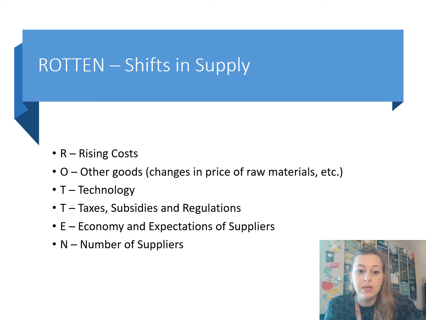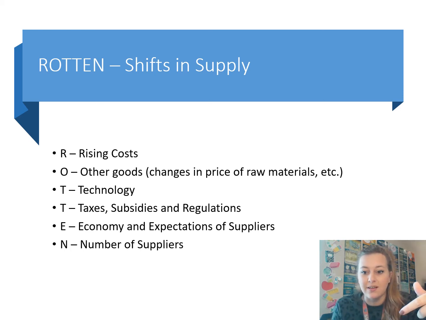T is going to be technology. Remember, advances in technology oftentimes will increase supply. And then the second T would be taxes, subsidies, and regulations. So each of those three government interventions can have an impact on supply, right? If there's an increase in taxes, oftentimes we're going to see a decrease in supply, whereas if a company gets subsidies, we'll often see an increase in supply, so on and so forth.